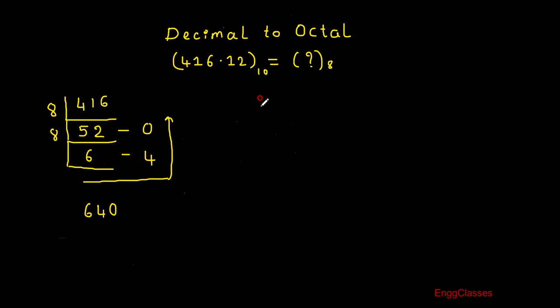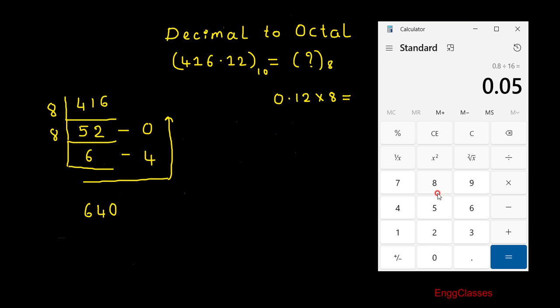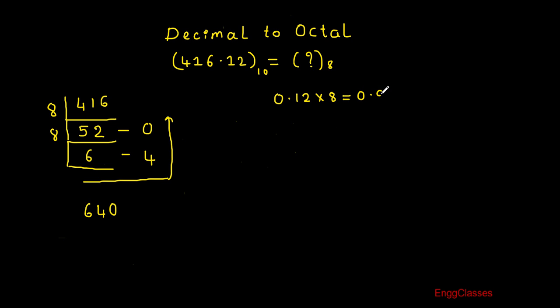So let me consider now the fractional part. What is the fractional part? Fractional part is 0.12. So I have to multiply this number with 8. Let me consider the calculator so that I can get the answer very easily. Yes, 0.12 into 8. So I'm going to get 0.96 as the answer. Let me write over here 0.96. I have to consider what I have at the integer part. I have 0 at the integer part. So let me write 0 over here.